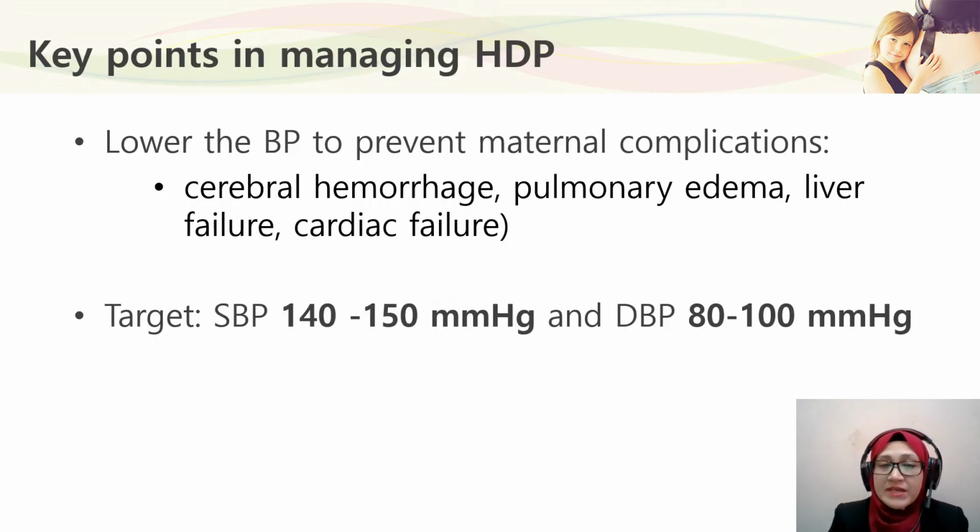The key point in managing hypertensive disease in pregnancy is to lower the BP to prevent maternal complications, because as we have discussed before, the maternal complications can be life-threatening. So we want to avoid any cerebral hemorrhage, pulmonary edema, liver failure, or cardiac failure. So our target is SBP of 140 to 150, and diastolic of 80 to 110. We do not want to target lower than 140 actually.